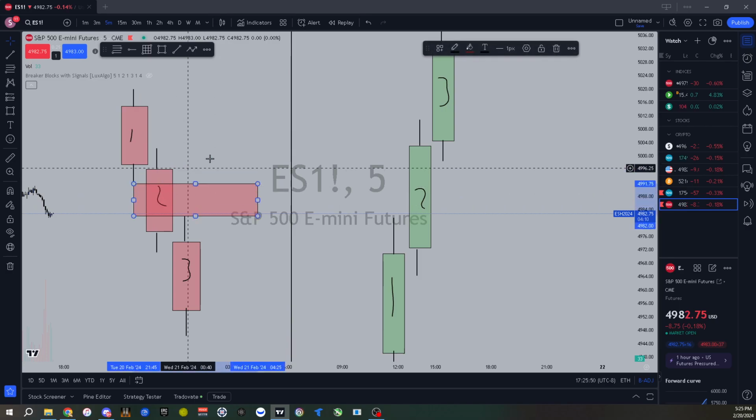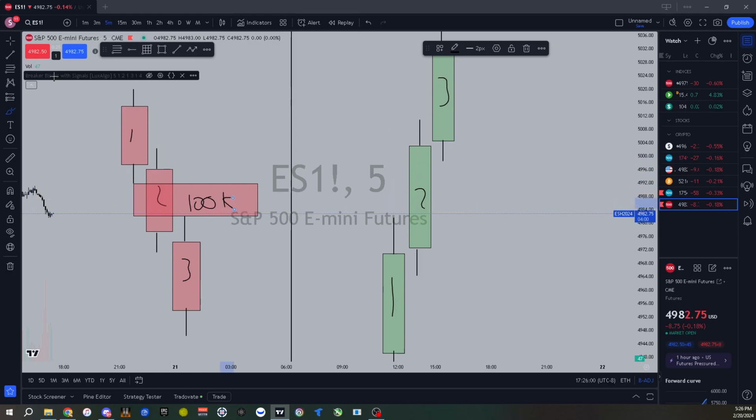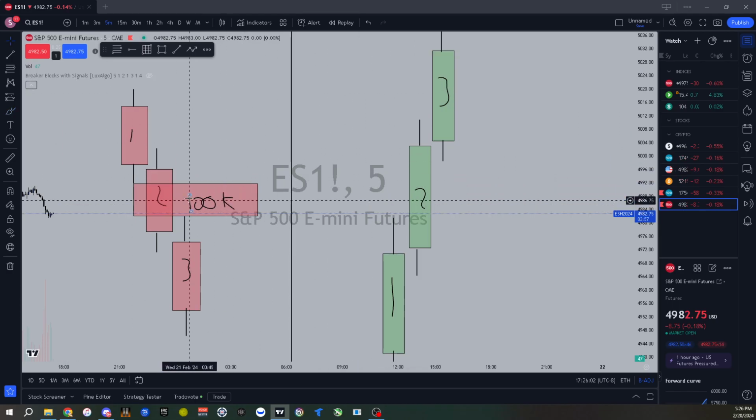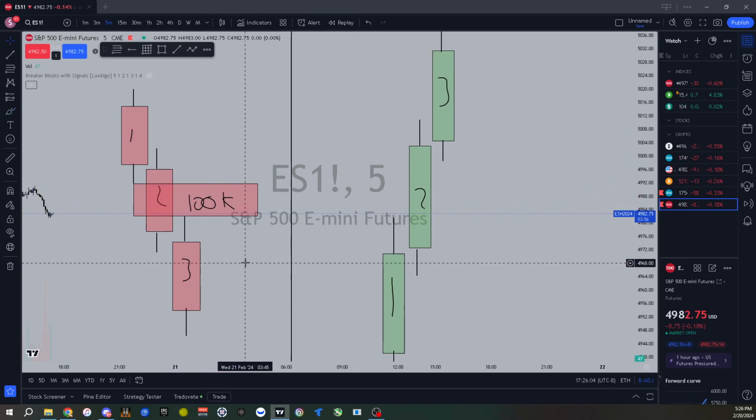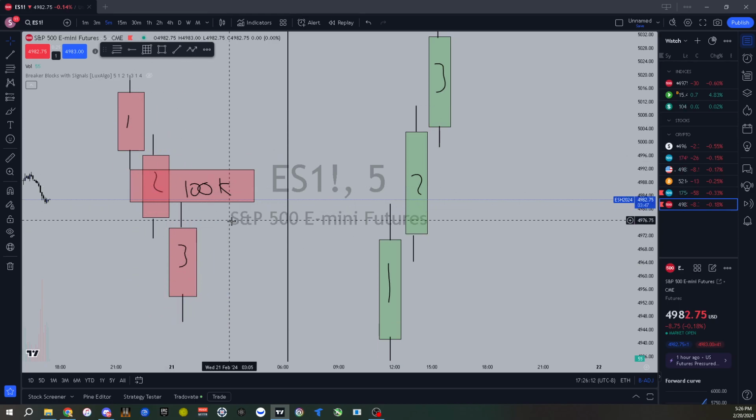In this red box right here, think of it like there's 100,000 unfilled orders sitting here. Price moved down so quickly. None of these orders, people who want to go short, get filled, because price is moving so quickly.